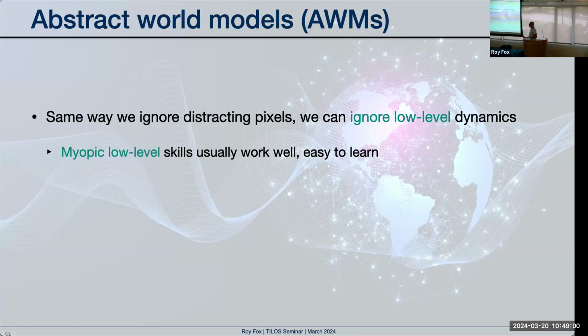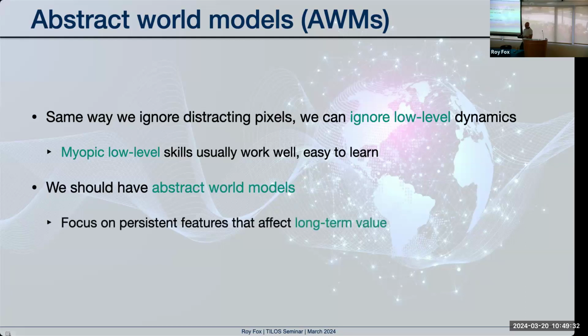Presumably, we can always recover from that abstraction by looking at the low-level set of skills that are myopic. They don't need to look at their long-term implications and value. They only need to perform short sub-goals. Because they're so myopic, it's easy to optimize. We've done that before. Presumably, we can do that again. And so it's good to abstract away from those low-level skills and think at the higher level using the abstract world models.